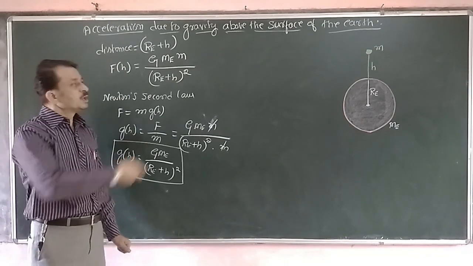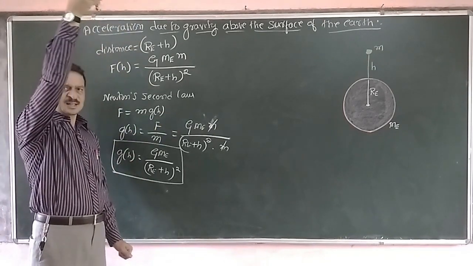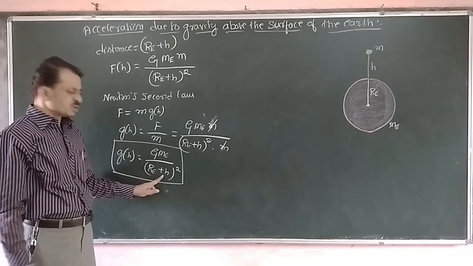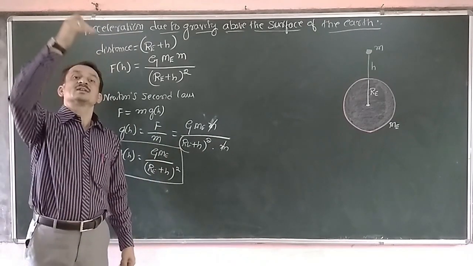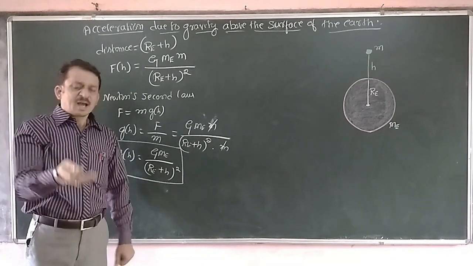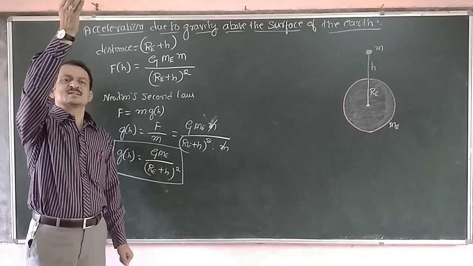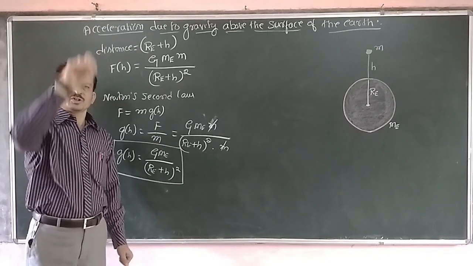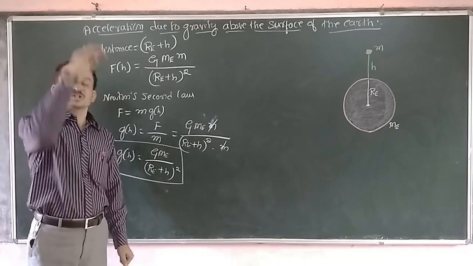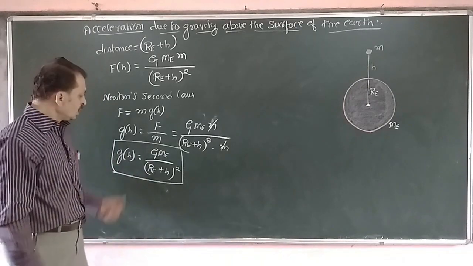So that means, as the height goes on increasing, the denominator increases, therefore the gravitation value goes on decreasing. So very simple, as height increases from the surface of the earth, the acceleration due to gravity goes on decreasing.